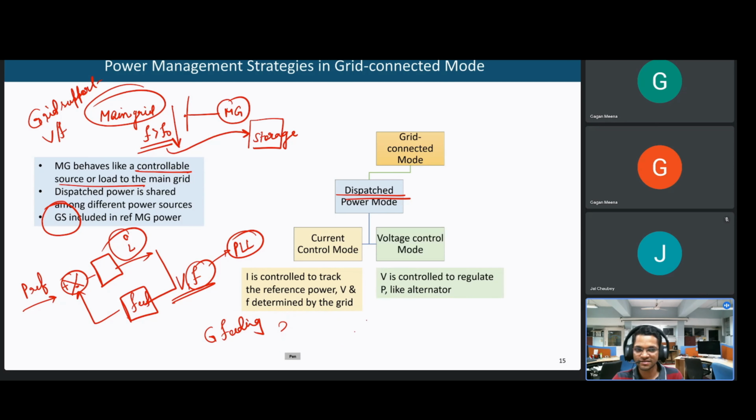Then the next is the voltage control mode, where instead of current we are controlling the voltage to regulate the power. This is similar to what conventional generators do.